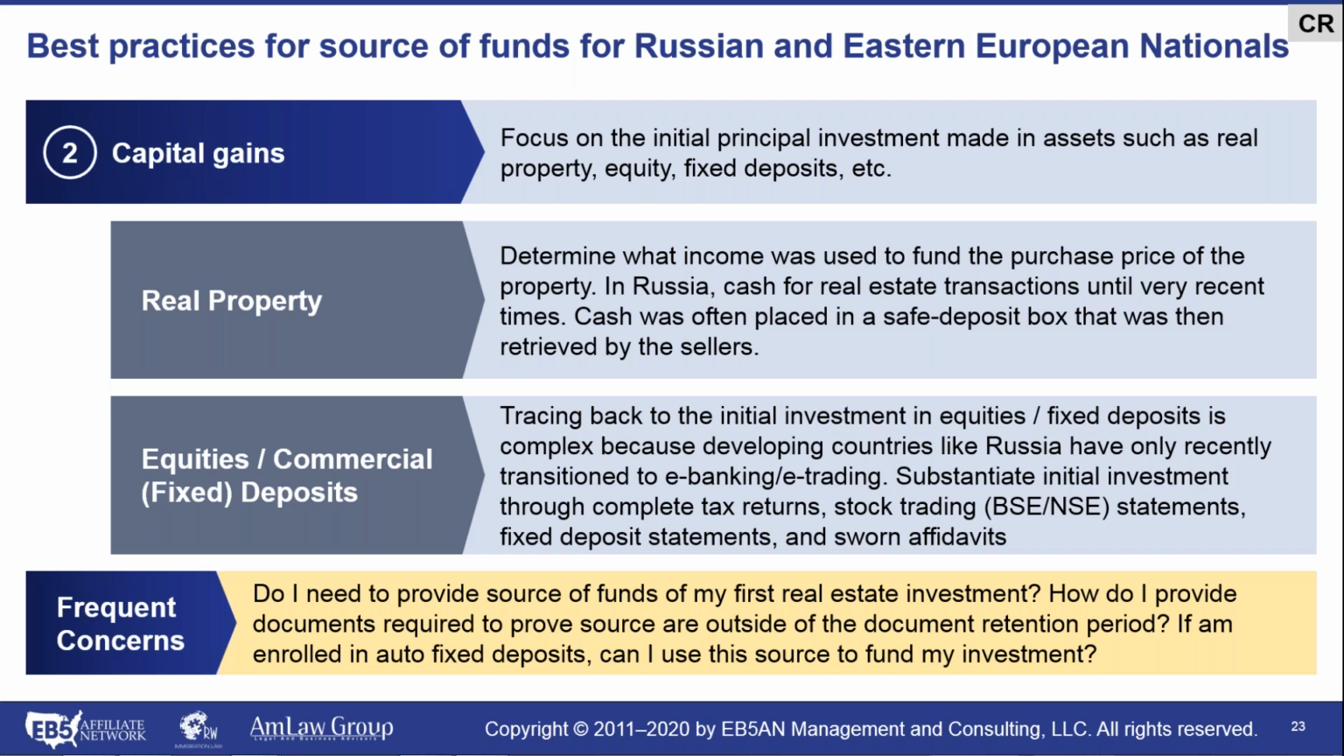So it's just a matter of going through with the client to see what income they have that is documented, or somehow we could document it, that served as the genesis or source of that initial source of funds that was then used to purchase the capital asset, which was then later realized and sold as part of the EB-5 process. I'm just looking at the frequent concerns here.